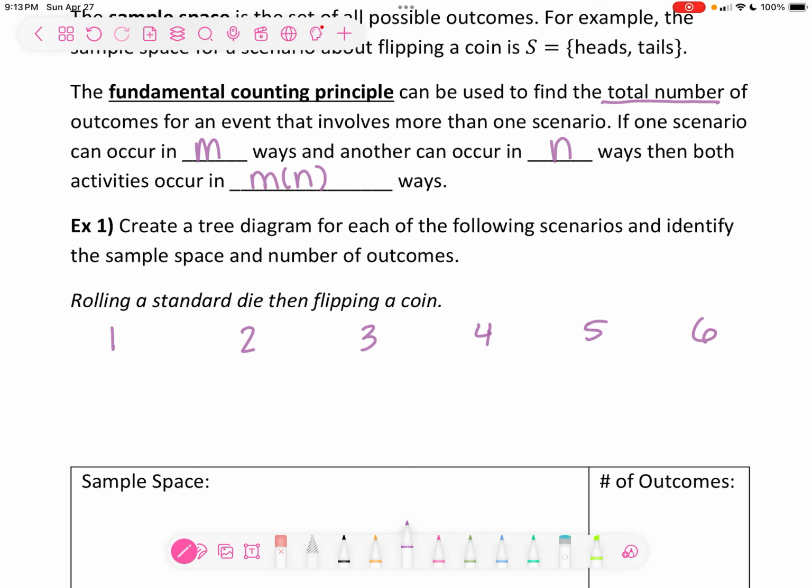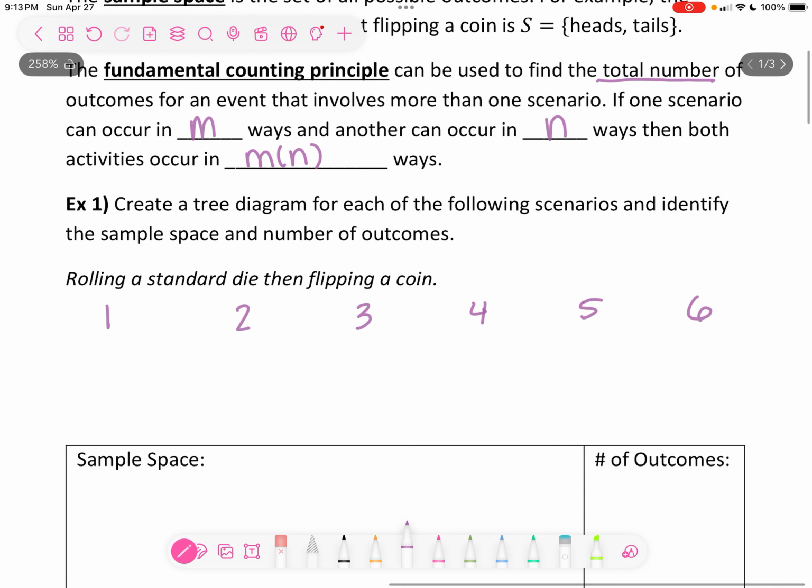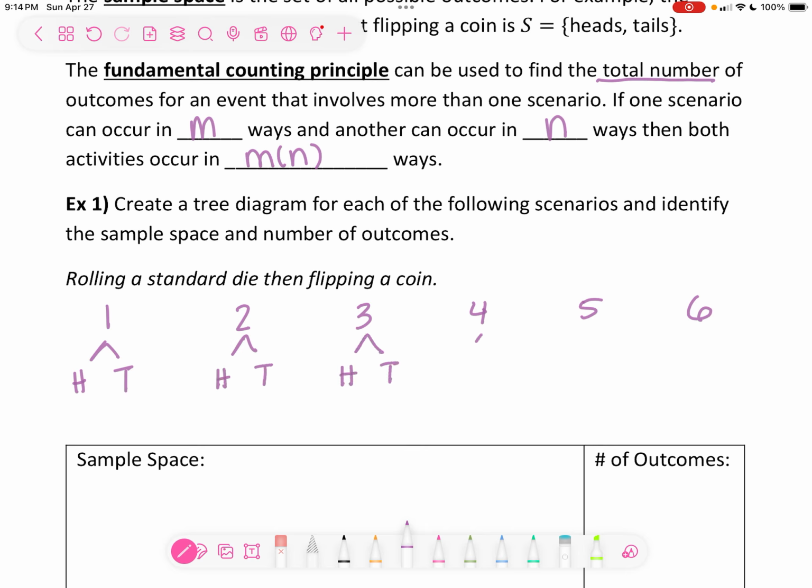Then you're going to flip a coin. So for each number, you can either flip a heads or a tails. So under 1, I can flip a heads or a tails. I'll put H for heads, T for tails. Under a 2, I could flip a heads or a tails. Same thing for 3, heads or tails. All the way down, heads or tails, heads or tails, heads or tails.